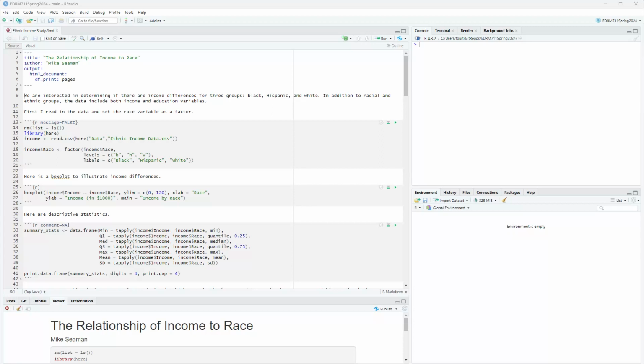But the first thing I'm going to go ahead and do is read in the data and create the factor for my categorical variable.